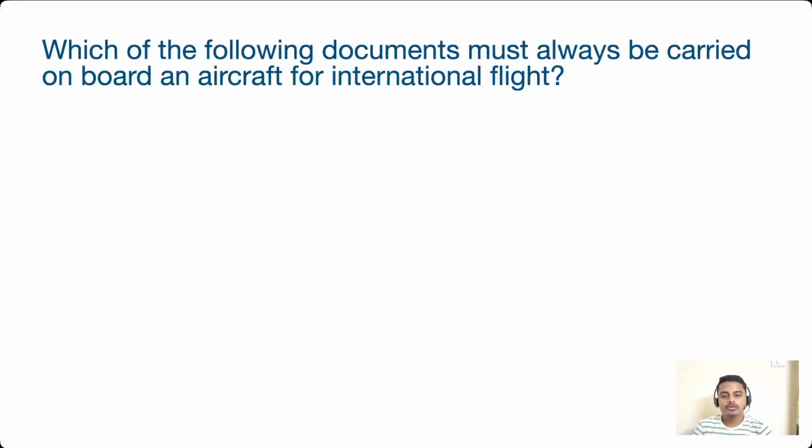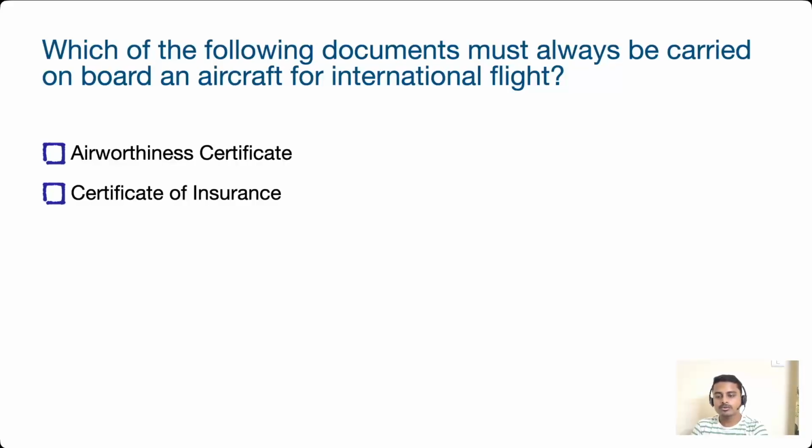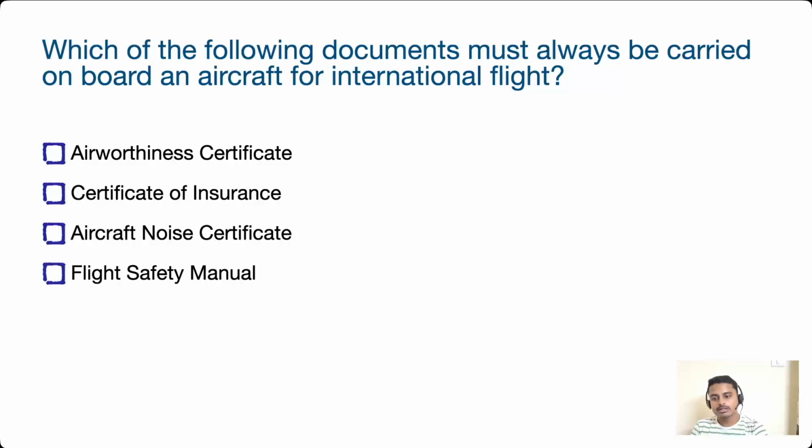Which of the following documents must always be carried on board an aircraft for international flight? During international flights, there were several documents that were required in an aircraft. The list was mentioned in the articles of the Chicago Convention itself. Is it the airworthiness certificate, certificate of insurance, aircraft noise certificate, or the flight safety manual? So the correct answer here is the airworthiness certificate.